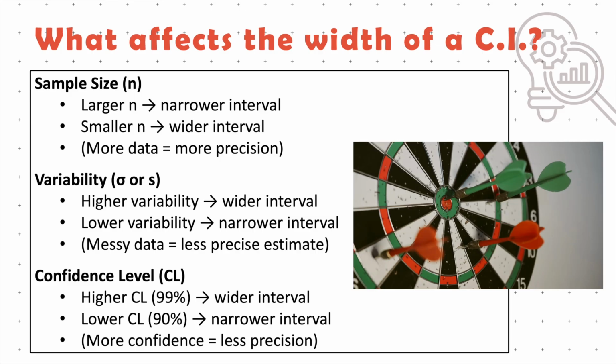When we look at the variability, that's also going to affect our confidence interval. If there's a higher variability in our data, we end up with a wider interval. So messy data would lead to a less precise estimate. However, if there's less variability, then we can get a narrower interval. Lastly, the confidence level also impacts the width of a confidence interval. A higher confidence level will lead to a wider interval, whereas a lower confidence level produces a narrower interval.